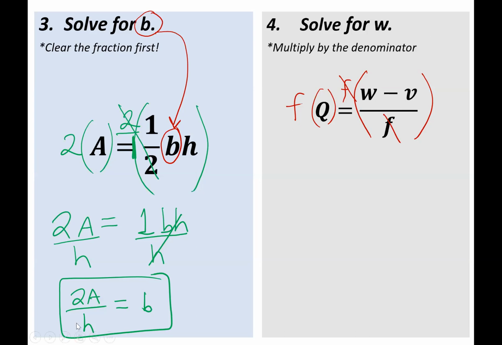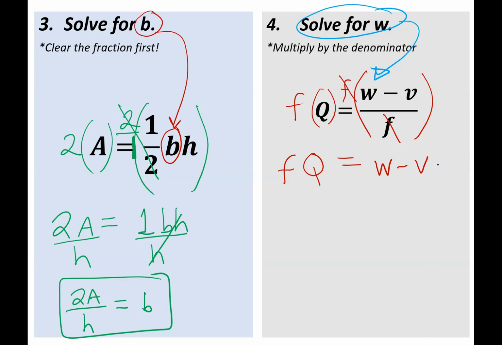So here's what we have left. Because we multiplied both sides by f, now I have f times q equals, and on the right side there's no more fraction because the f's already canceled out, so I just have w minus v. Remember, our goal based on our directions is to solve for w. I didn't really do anything yet to solve for w other than clear the fraction, so that helped. Now let's look at where the w is. We have w minus v.